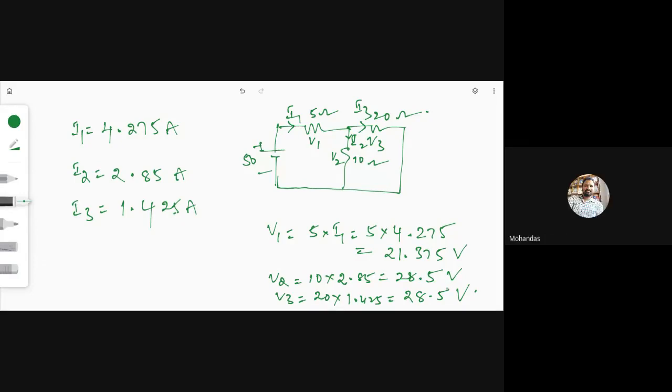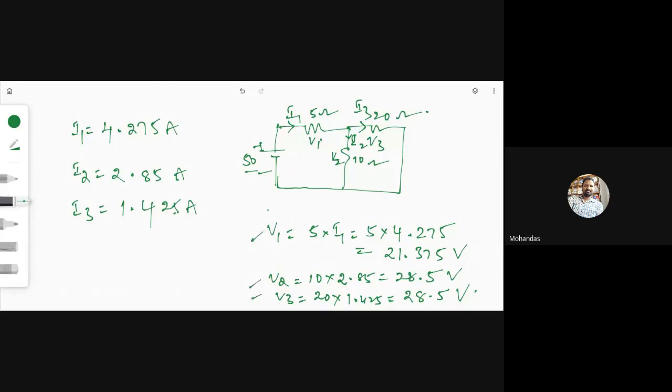We can verify the KVL equation in this problem also. How to verify this V1 and this V2 and this 50? If you add those voltages, the sum should be equal to 0. Okay.